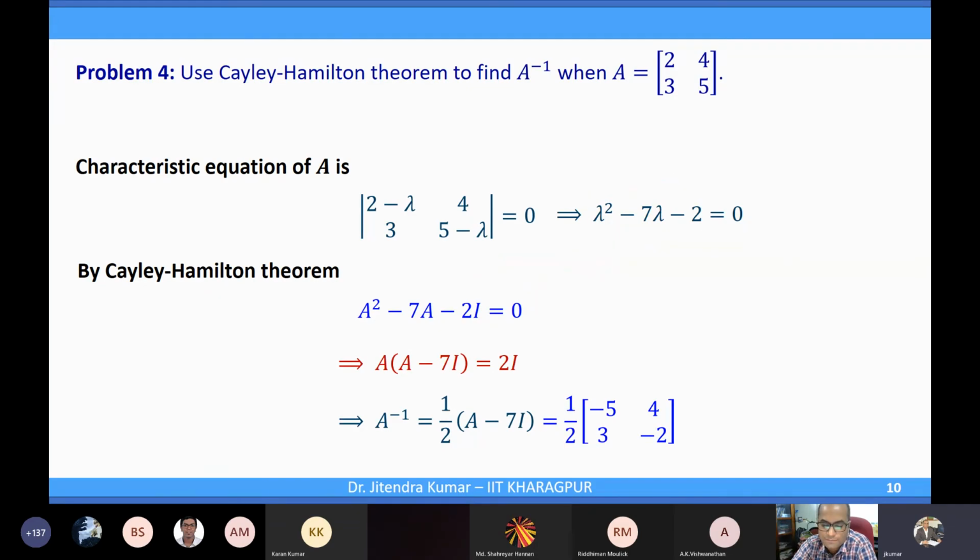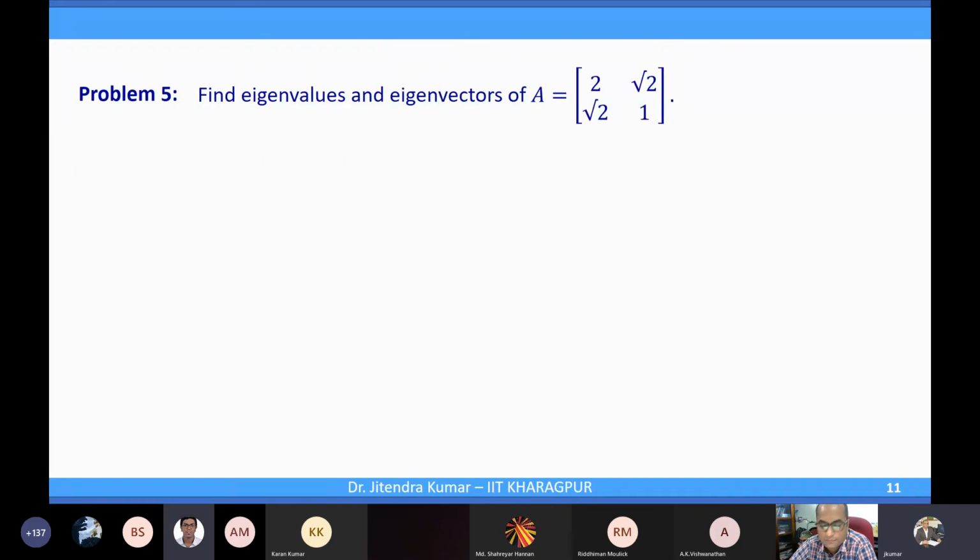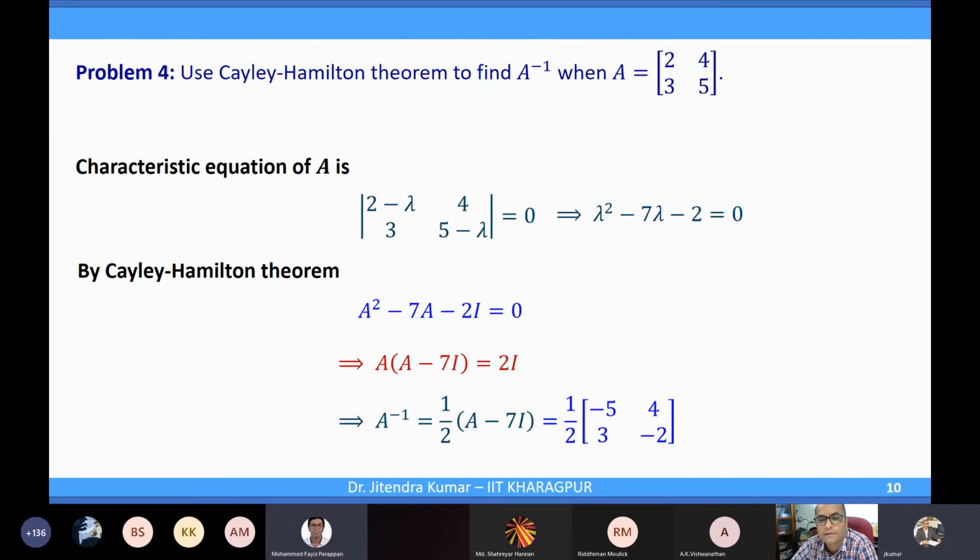So clear. But for higher order matrices, it will be hard, isn't it? We will have to cube the matrix, we will have to square the matrix. Yeah, true. If you have a higher order matrix, of course, to calculate A inverse you need to do multiplications. You need to have A square, A cube, depending on the order.